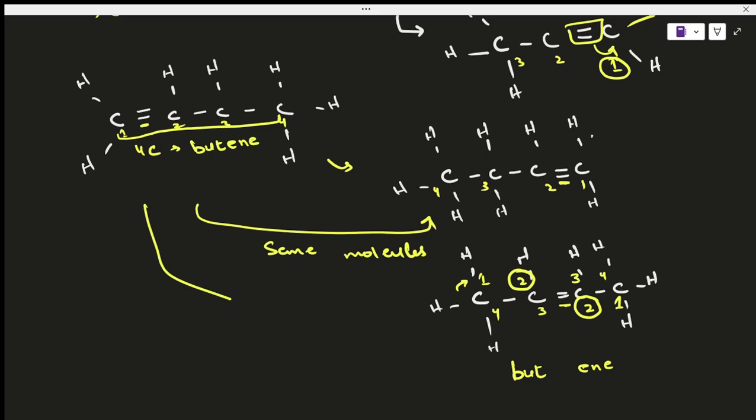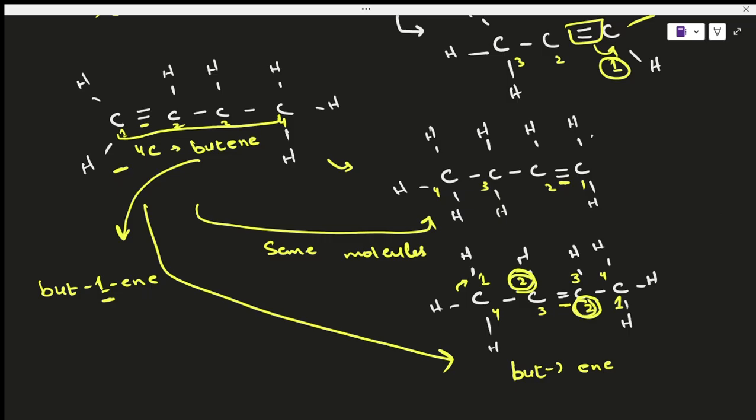What is the difference between this one and this one? If I were to name this correctly, this is going to be called but-1-ene. And this 1 here represents the carbon where the double bond lies. So in this molecule of butene, it was on the first carbon, so we call it but-1-ene. And in this molecule, since the double bond is on the second carbon from both sides, we're going to call it but-2-ene.